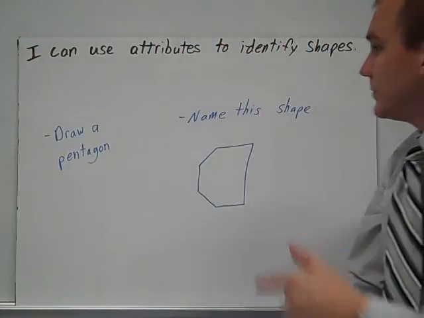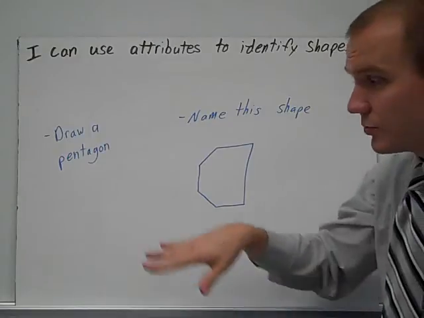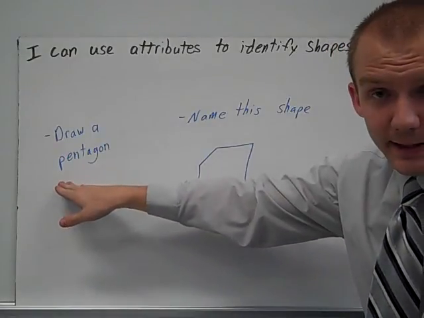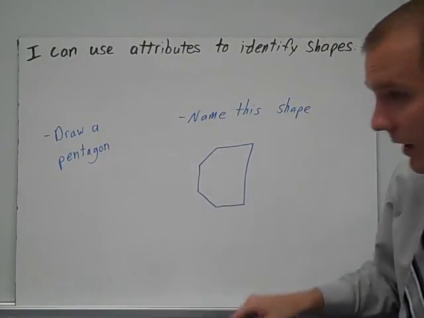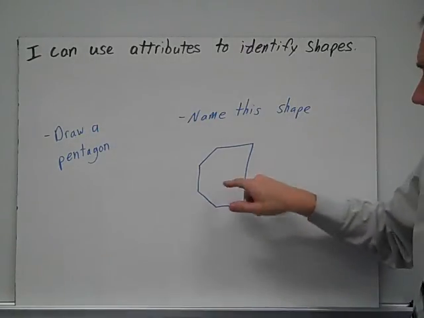I can use attributes to identify shapes. So I want you to do 2 things. 1, draw a pentagon. That's 5 sides, 5 angles. And name this shape that I drew here.